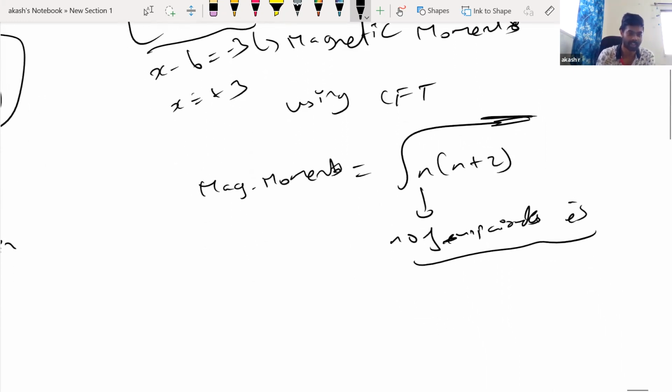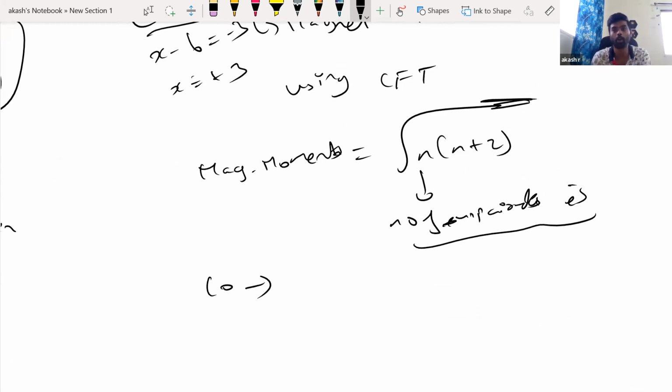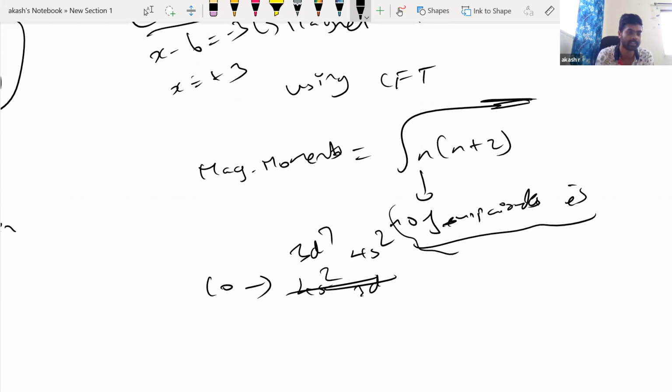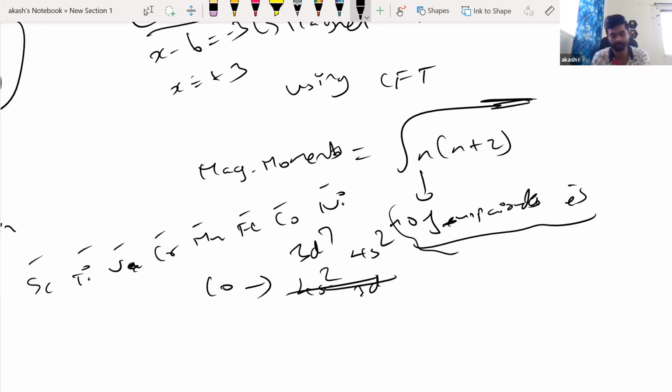So cobalt is going to have 3d7 4s2. Is it correct? Guys, can you confirm? Scandium, titanium, vanadium, chromium, manganese, iron, cobalt, nickel: 1, 2, 3, 4, 5, 6, 7, 8. Yeah, this is correct.